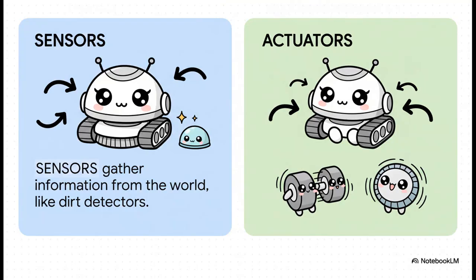But how does it physically do all that sensing and acting? Well, it comes down to 2 key pieces of hardware. First, you've got sensors. Think of these as the agent's 5 senses, its eyes, its ears. They're for gathering information. For our robot, a dirt detector is a perfect example of a sensor. Then, you have actuators. These are the parts that let the agent do things, like its muscles, its hands, its feet. For the robot, the actuators are its wheels that move it around and the brushes that do the cleaning.